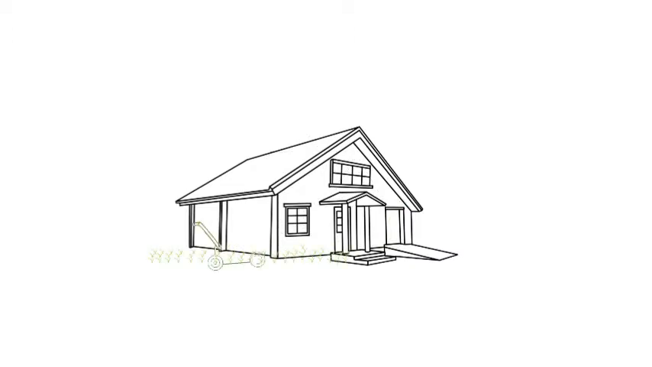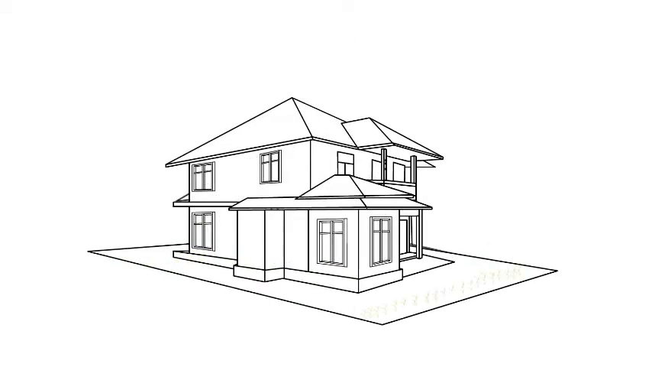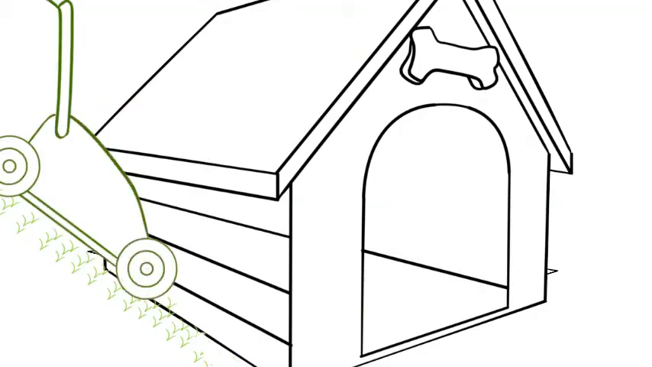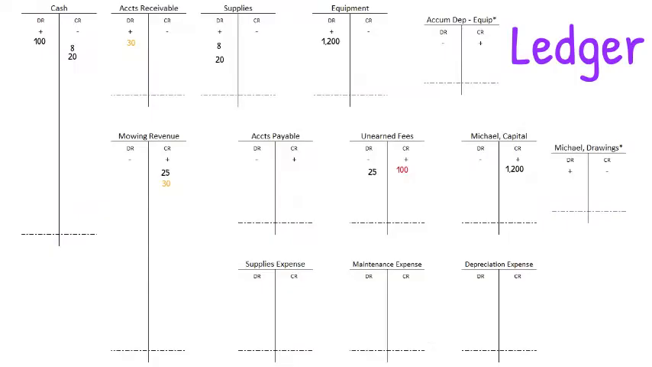Let's fast forward to the summer where Michael continues to mow grass. He works hard, his clients love him and recommend him to friends. Soon, he has a full schedule with many regulars. Each time he finishes a yard, he recognizes revenue by increasing the Mowing Revenue account on the credit side.